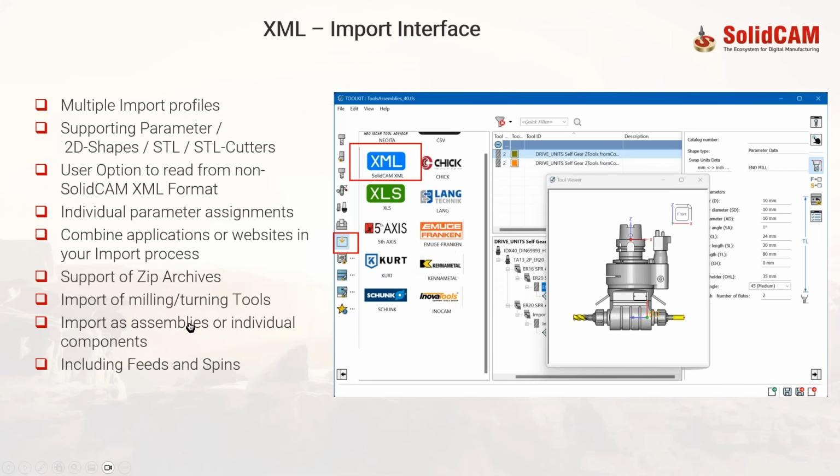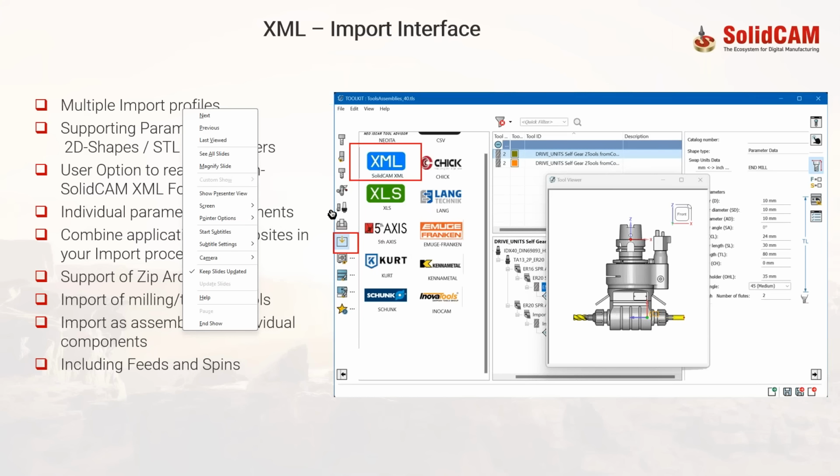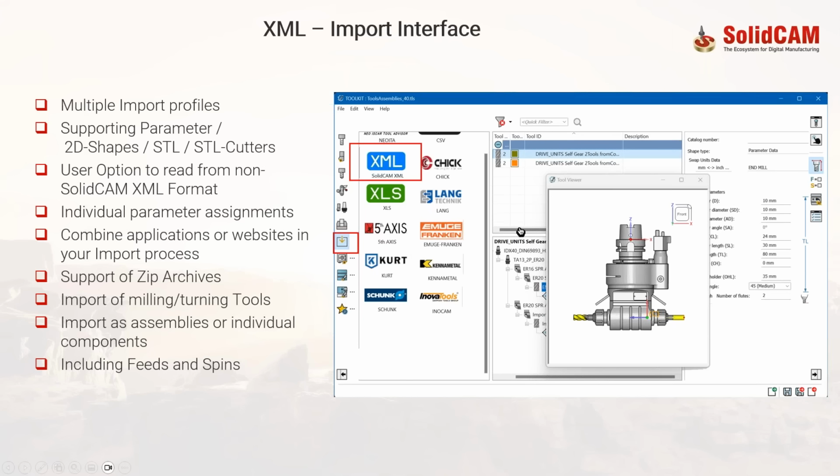Of course, also the XML import interface. Now we do have the universal SolidCAM XML structure, so it allows us to import any third party, and also supports any parametric 2D shapes, STL, also STL cutters, a universal format. I like it. It can also have, as you can see here in an example, multi-cutters. It can include properties for the feeds and speeds as well. Perfect.